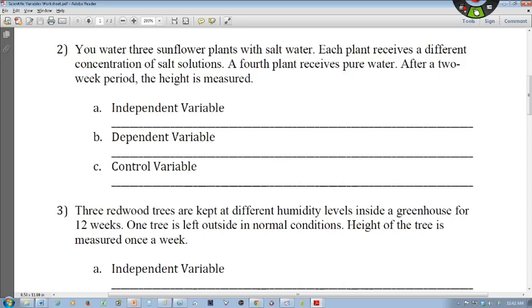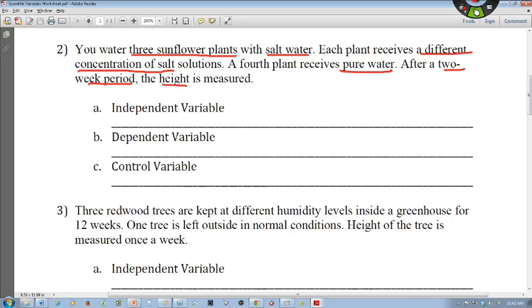Okay, now number 2 says you water 3 sunflower plants with salt water. Each plant receives a different concentration of salt solutions. A 4th plant receives pure water. After a 2-week period, the height is measured. Okay, well, if we look at this, we've got to take a look at what we're looking at. We have 3 sunflower plants, so maybe I'll underline a few things here. 3 sunflower plants with salt water. Each plant receives a different concentration of salt water. A 4th plant receives pure water, and then we have a 2-week period, and then we measure the height.